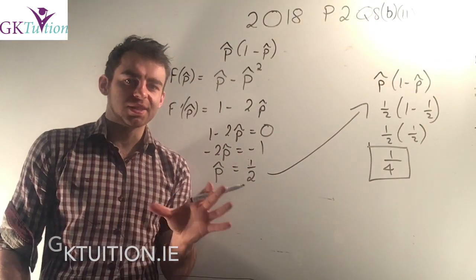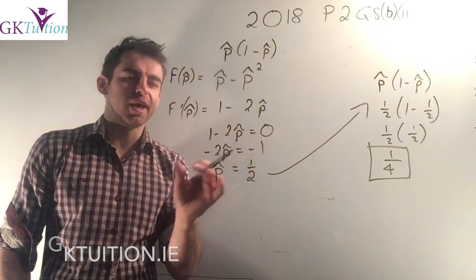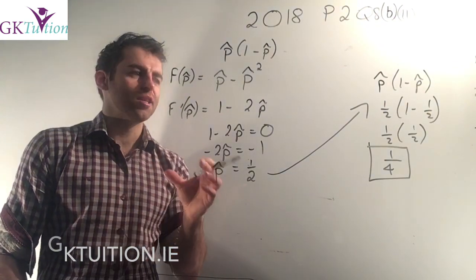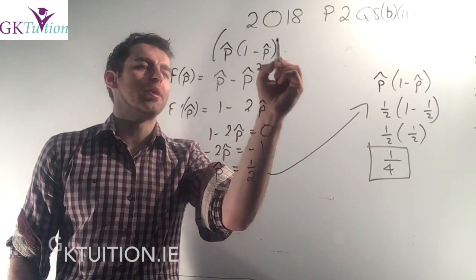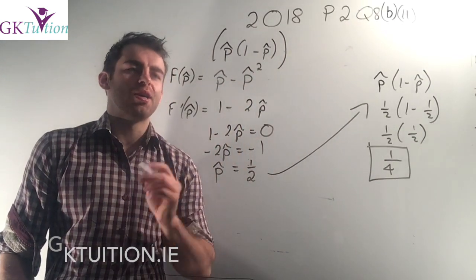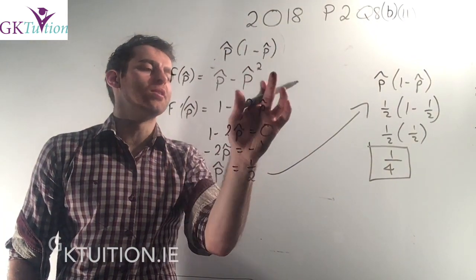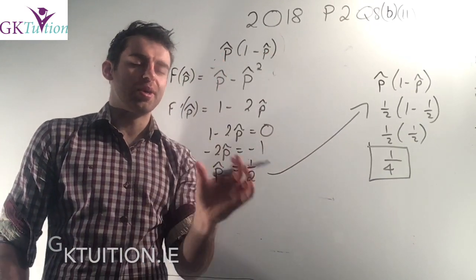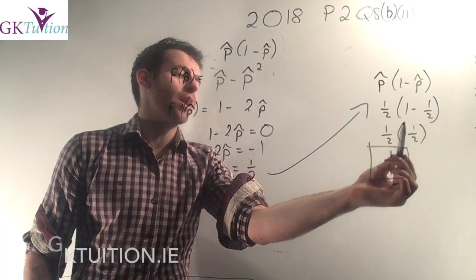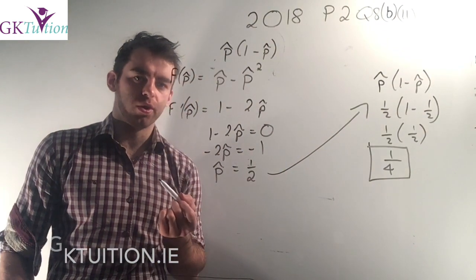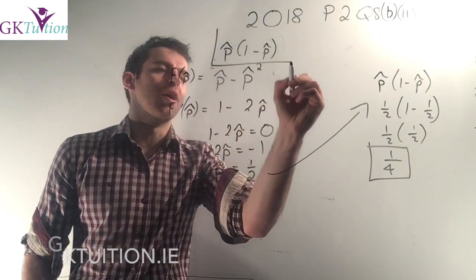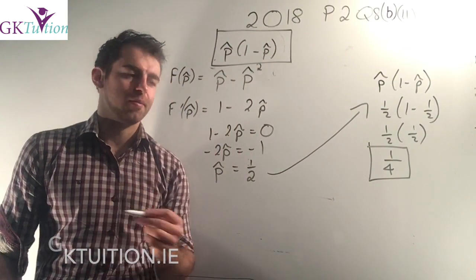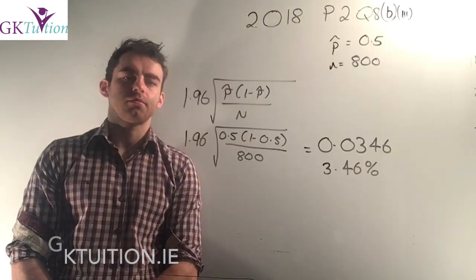The question didn't ask me in this case to find the maximum value of p hat. It asked me to find the maximum value of p hat times 1 minus p hat. So all I'm doing here is subbing in my p hat. I know that this is maximized when p hat is a half. So you just sub in a half and your value works out as a quarter. The maximum value of this is a quarter. And that's my answer there.